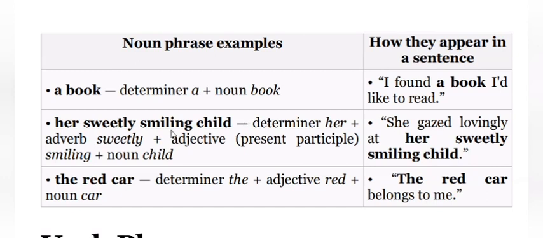Her sweetly smiling child. Determiner her plus adverb sweetly plus adjective, present participle smiling, plus noun child. She gazed lovingly at her sweetly smiling child. The red car. Determiner the plus adjective red plus noun car. The red car belongs to me.